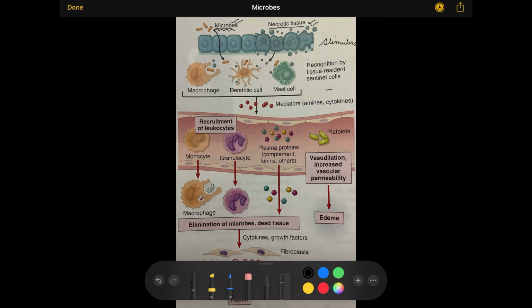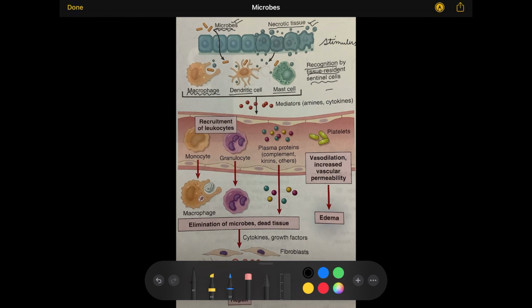Stimulus. Now, upon entering or upon releasing some certain factors, these are actually identified, these are actually recognized by the resident cells, mostly by macrophages, most commonly by macrophages. Okay. So it might be macrophages, it can be dendritic cells, mast cells as well.